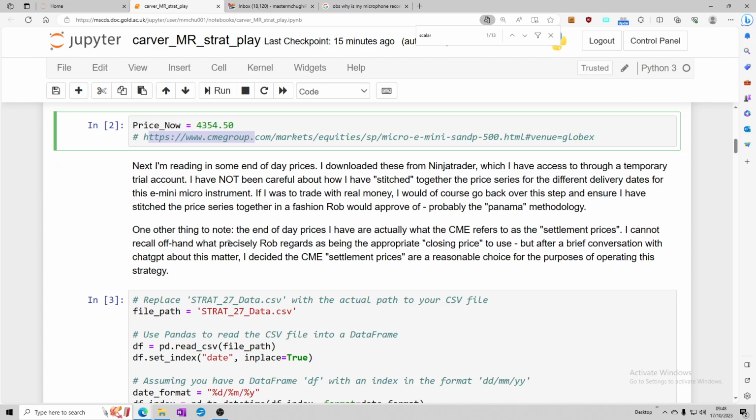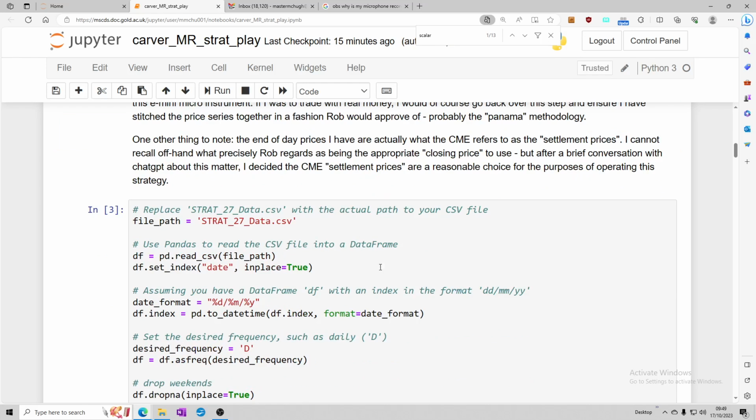methodology. One other thing to note, the end of day prices I have are actually what the CME refers to as the settlement prices. I cannot recall offhand what precisely Rob regards as being the appropriate closing price to use, but after a brief conversation with ChatGPT about this matter, I decided the CME settlement prices are a reasonable choice for the purposes of operating this strategy.